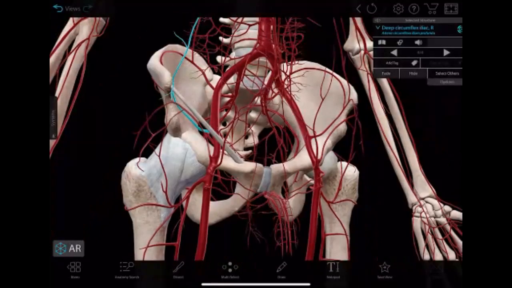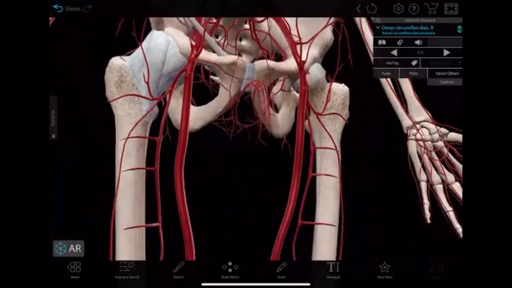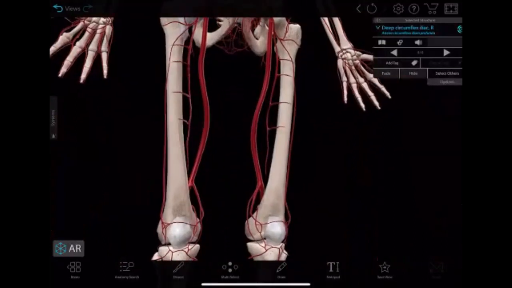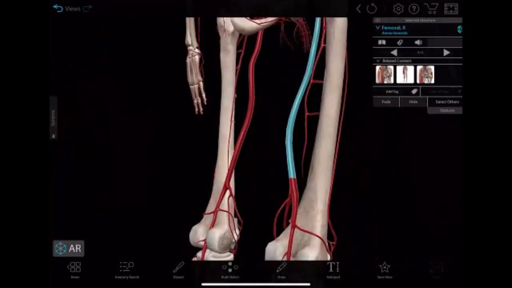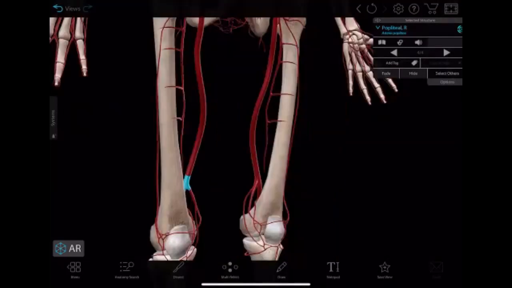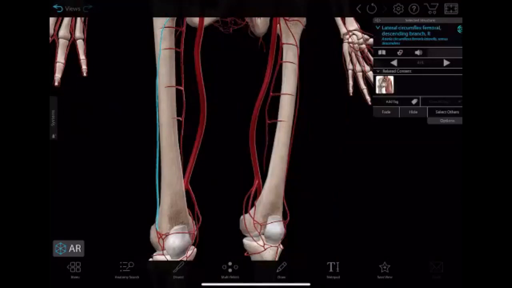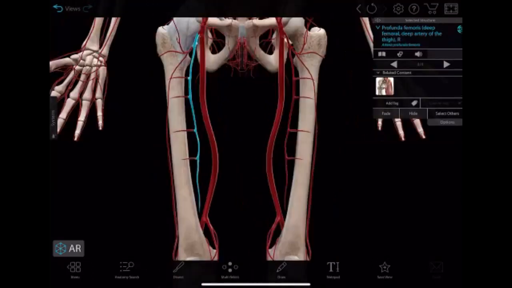That is regarding the profunda femoris artery. If there is an occlusive disease in the main arteries, the femoral artery or popliteal artery, the circulation will be through the profunda femoris artery and its branches. That is called collateral circulation, right?